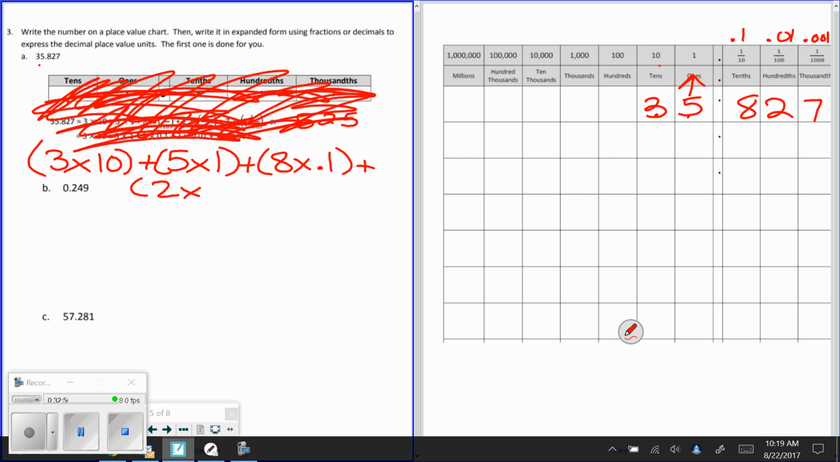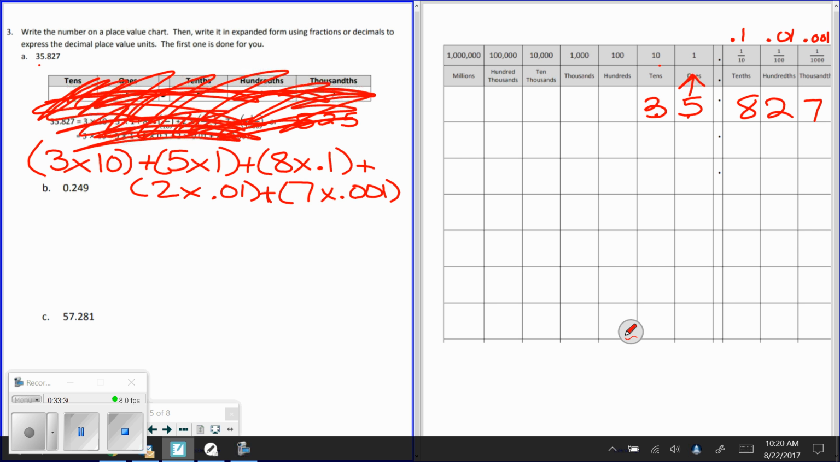2 copies of the hundredths place. Oops. Plus 7 copies of the thousands place. Using the place value chart just makes it a lot simpler to look at because you just look at the number and look up. It tells you how many copies of each place value you have, rather than you trying to figure out what place value that is. All you have to do is write it in and look up.